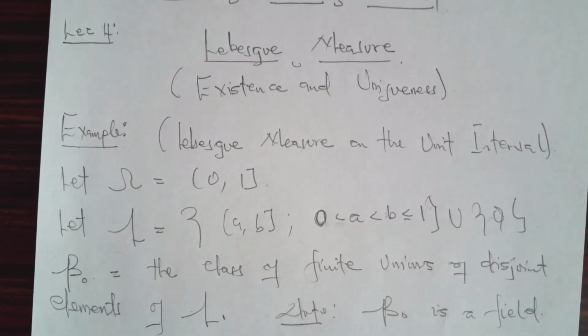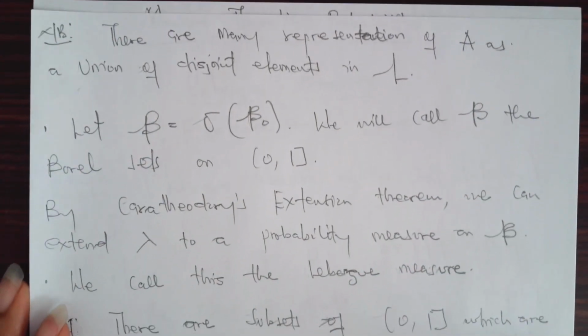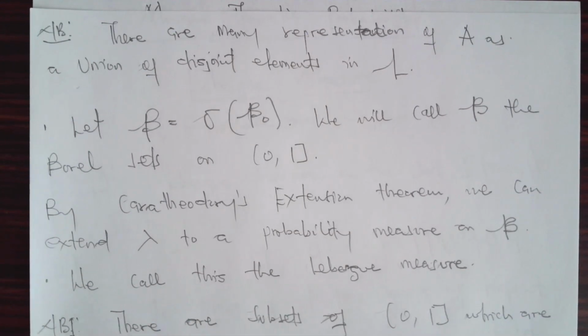Next, note there are many representations of A as a union of disjoint elements A_k. So if you pick an interval, you can represent it in many ways. You don't have a specific representation of these A_k. So you have to take note of that.